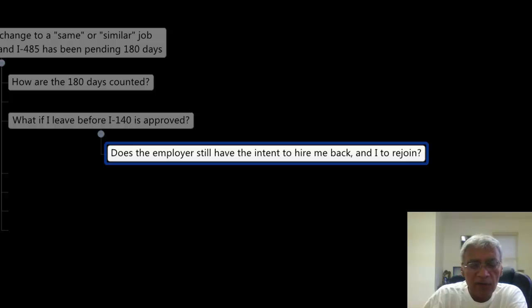Okay. What if my I-140 and 485 were not filed together, as it happens to a lot of people? Of course, if they were filed together, then remember the 150-day example I gave. Even if you left, the I-140 gets approved, we only have to wait those extra 30 days and we are comfortable in knowing that we are covered by AC21. Okay, but what if my I-140 has been filed but not my 485? Then I have to do this analysis. Does the employer still have the intention to hire me back and I to rejoin them? If so, when my priority date becomes current, I can file 485 based upon a letter given by the employer for whom I used to work.